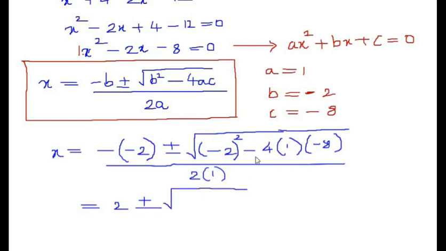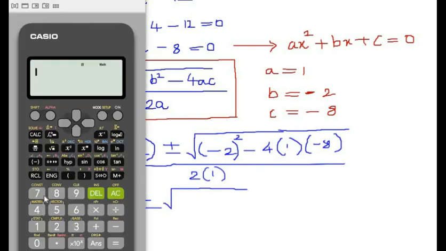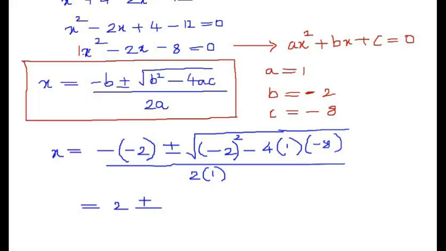Now let us put this in the calculator and check. So the square root of, put in the bracket, (minus 2) squared minus, then we can write here 4 times 1 multiplied by minus 8. That gives us the answer as 6. We get the value of 6. So we are going to substitute the value of 6 over here, over 2.